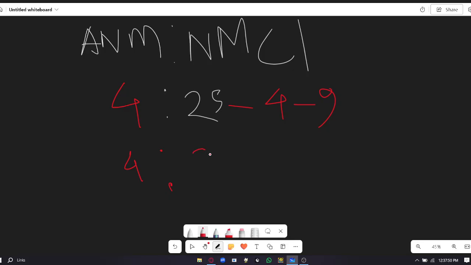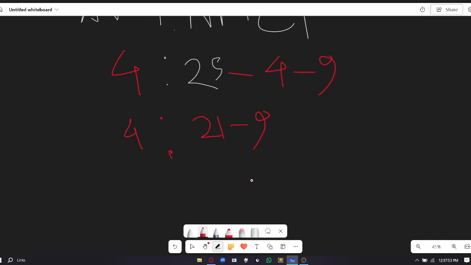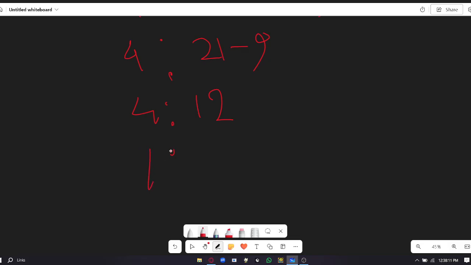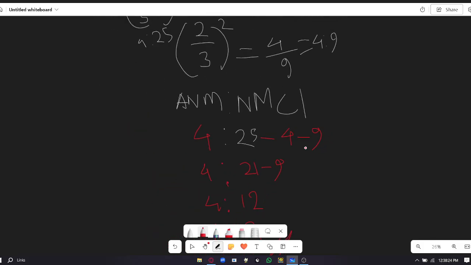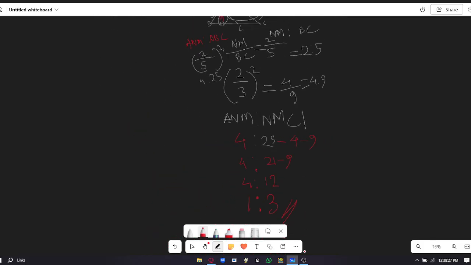Alright, this would give me 21 minus 9, 4 ish 2. This gives me 4 ish to 12, or 1 ish to 3. That's the answer for this area thing. Right? Right. Now there's one more I would want to solve, and for that one, I'll be actually pasting the image of it. So let me quickly find it and just paste it here.